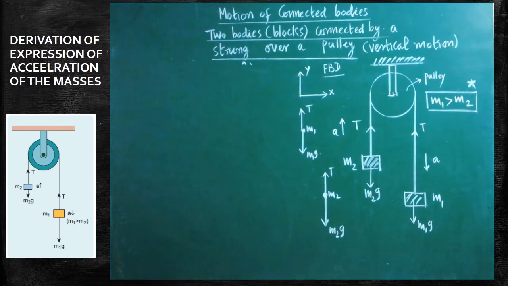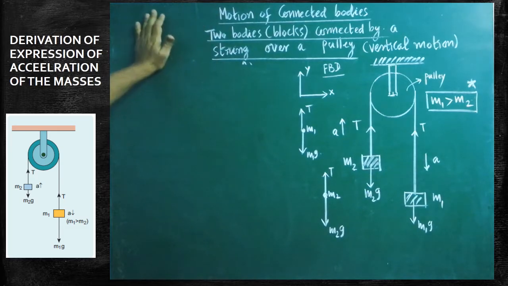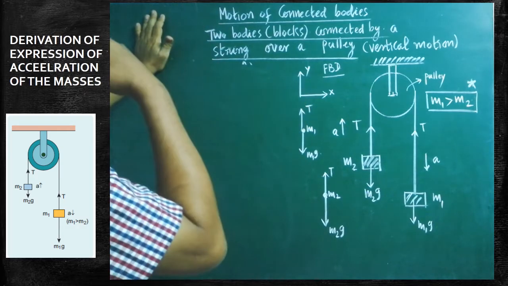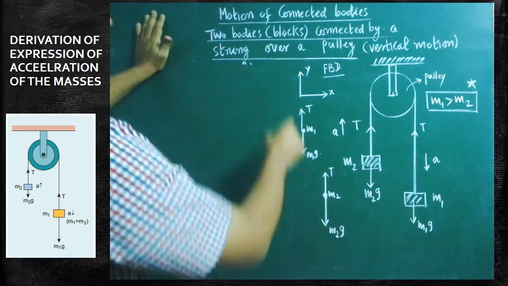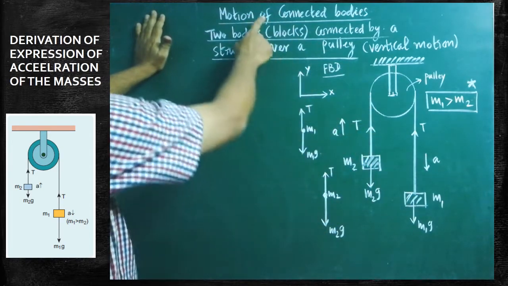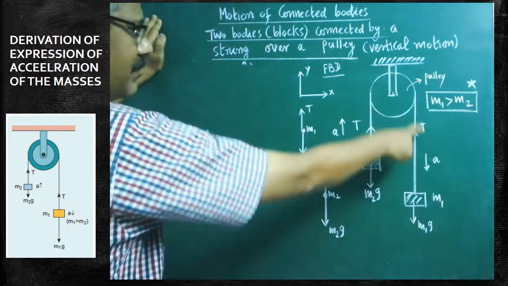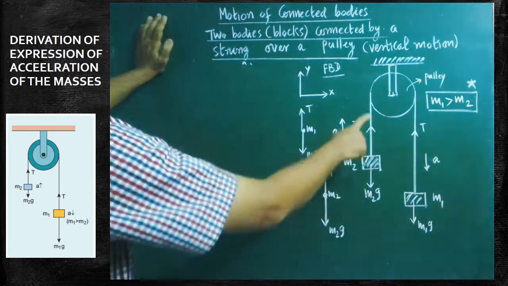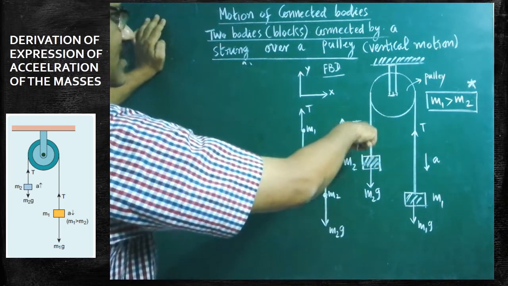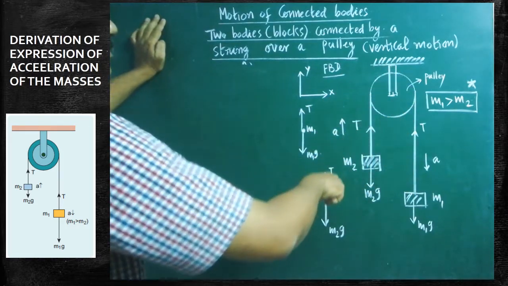Now we are going to learn about the motion of connected bodies. Look at the diagram. Here two bodies are connected. Now we have to compare the diagram as well as the title. Here, look at that. These two bodies are connected by means of a string. These two blocks are connected by a string. That string is allowed to pass through the groove of the pulley.